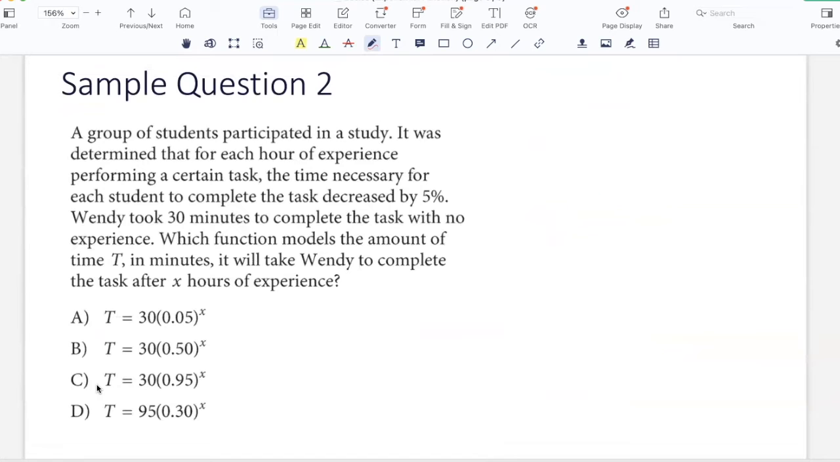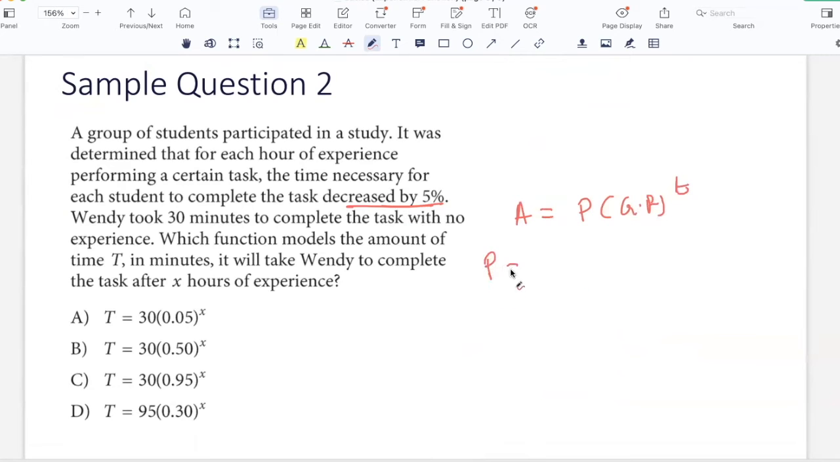Question 2: a group of students participated in a study. It was determined that for each hour of experience performing a certain task, the time necessary for each student to complete the task decreased by 5%. Wendy took 30 minutes to complete the task with no experience. Which function models the amount of time in minutes it will take Wendy to complete the task after X hours of experience? So we work with A is equal to P times growth factor to the power T.